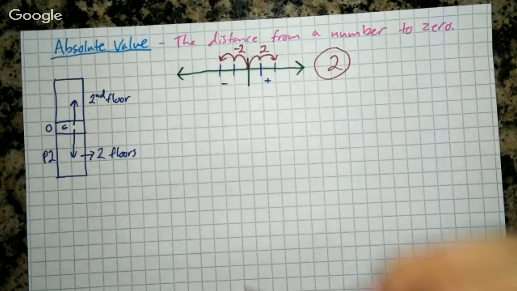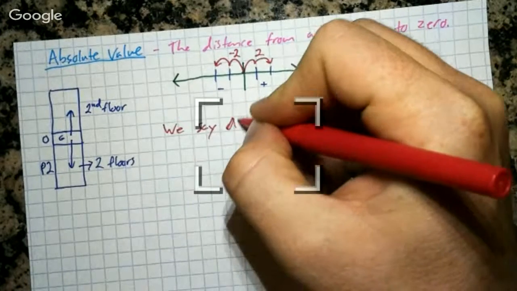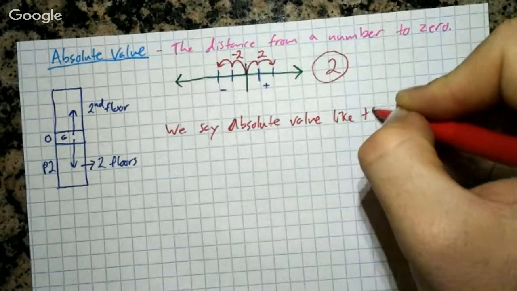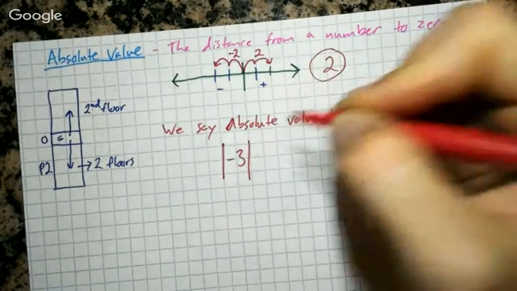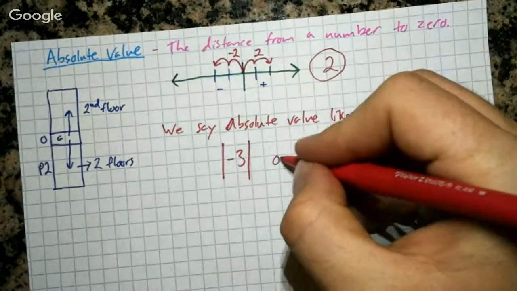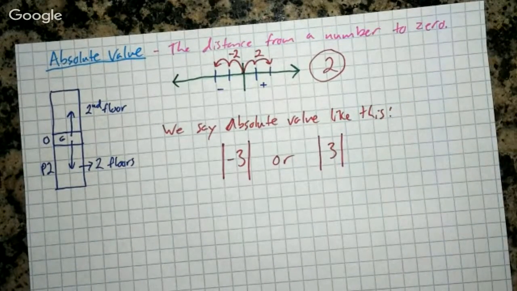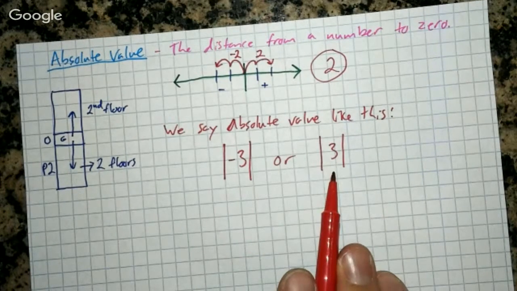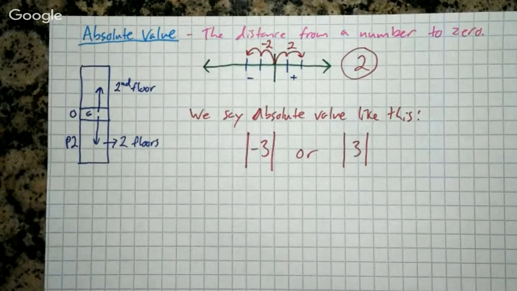And the way we say absolute value, we say or write absolute value like this: the absolute value of -3, or the absolute value of 3. Any number with these 2 lines on either side of it is asking for the absolute value. So in each of these cases, how far is -3 away from 0? 3. How far is 3 away from 0? 3. Both of those would be 3. So that's how we write absolute value.